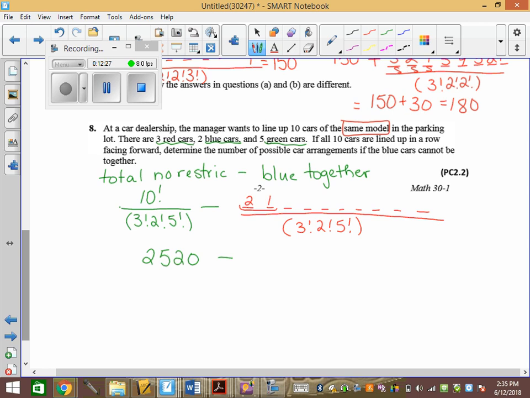Yes, I know that there really isn't a 2 then 1. If I put them, they're going to count out. But I don't care. I treat them like they're completely different and then just divide by the factorials to get rid of those double counts. Then I have 8 cars left. 7, 6, 5, 4, 3, 2, 1.